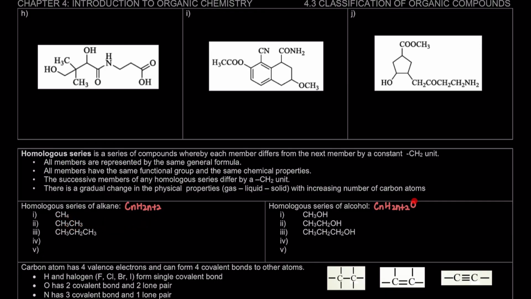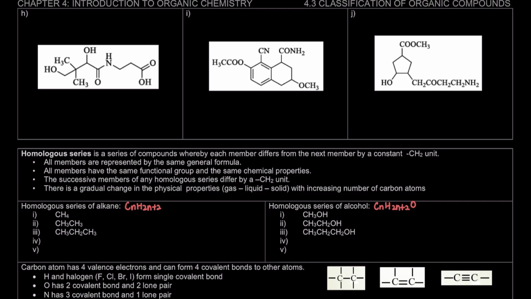For the case of alcohol, the difference is CnH2n+2O, so we have an extra O. If C is 1, H is still 4, but then we have O. For the case of methanol, C is 1, hydrogen is 3 plus 1, which is 4, and O is only 1. So that is what is meant by the general formula. The second characteristic is that all members have the same functional group and the same chemical properties.